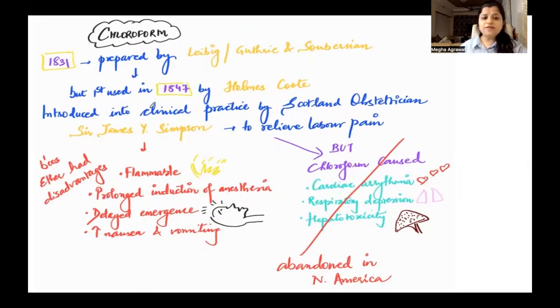Now, chloroform was invented because ether had certain disadvantages. It was flammable, it had prolonged induction of anesthesia, there was delayed emergence, and there was increased nausea and vomiting. But chloroform also had certain disadvantages: cardiac arrhythmia, respiratory depression, and hepatotoxicity, and so it was also abandoned.